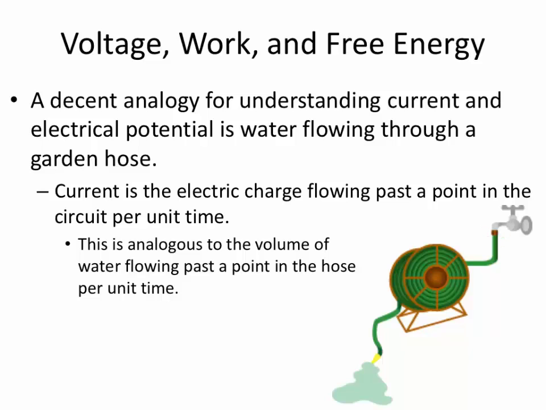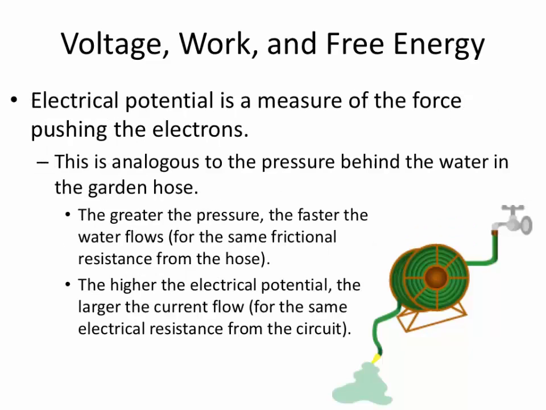And so the current in both cases would be how much of our carrier, in the case of our hose here, it's how much water is spilling out the end of this hose. In the case of our electrical circuit, it's how much current is flowing through some point in that circuit per unit time. In other words, how many electrons are flowing through our circuit. Now, the electrical potential is a measure of the force pushing those electrons, the force behind those electrons. And again, this is analogous to the pressure behind the water in our garden hose.